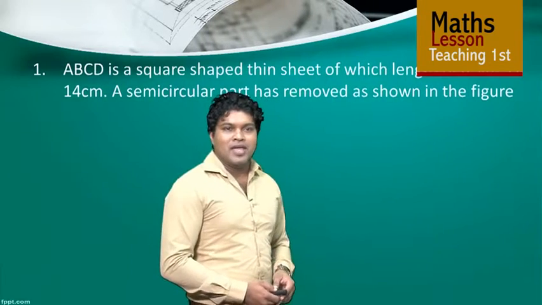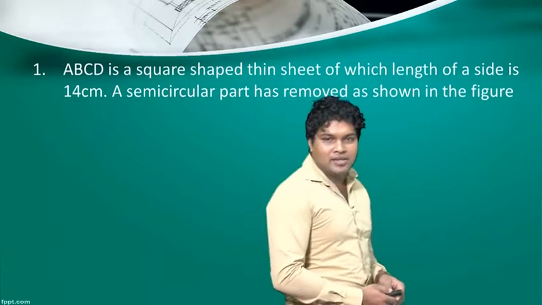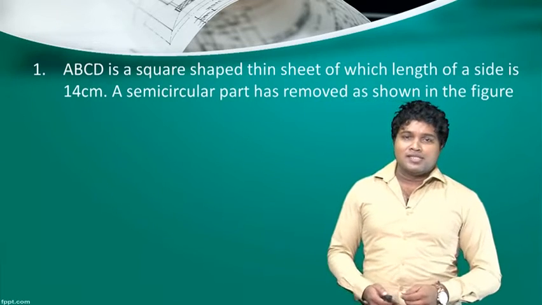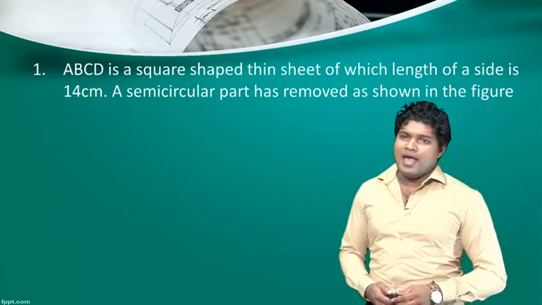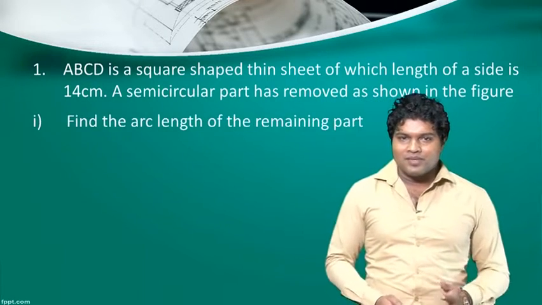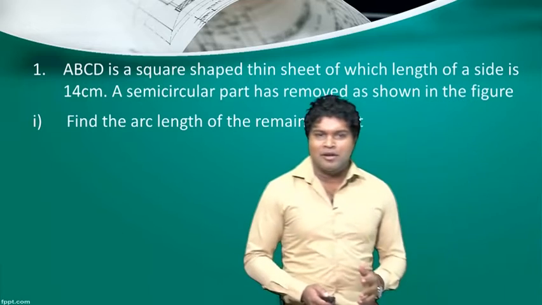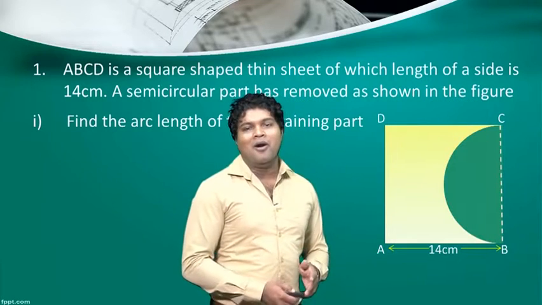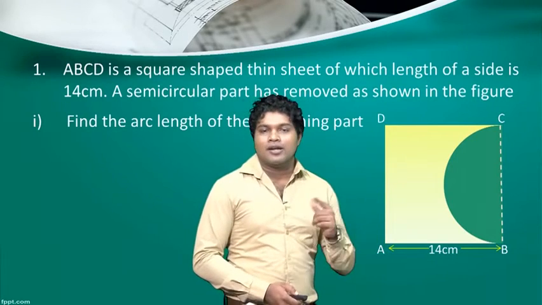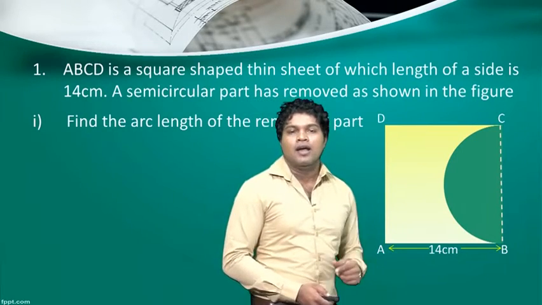First question. ABCD is a square-shaped thin sheet of which the length of a side is 14 centimeters. A semicircular part has been removed as shown in the figure. Oh, this is the figure. According to this figure, you have to write the answers, but again, I think it's better to read again.